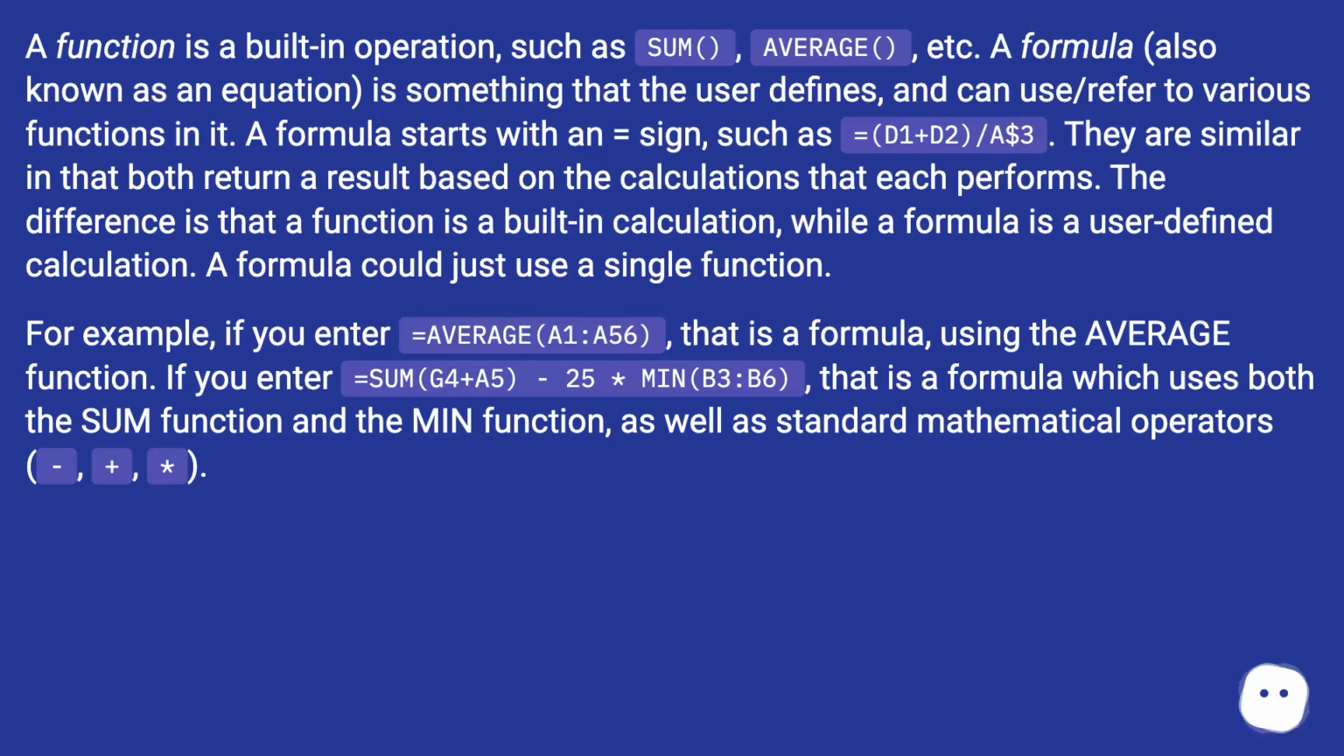They are similar in that both return a result based on the calculations that each performs. The difference is that a function is a built-in calculation, while a formula is a user-defined calculation. A formula could just use a single function. For example, if you enter equals average, A1 colon A56, that is a formula using the average function.